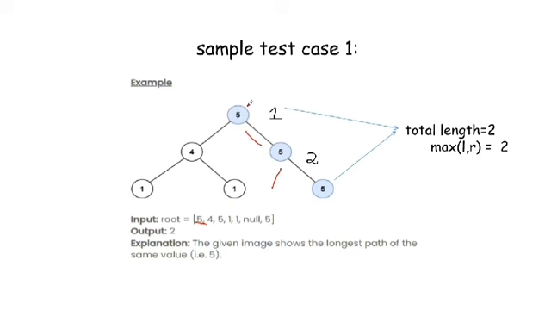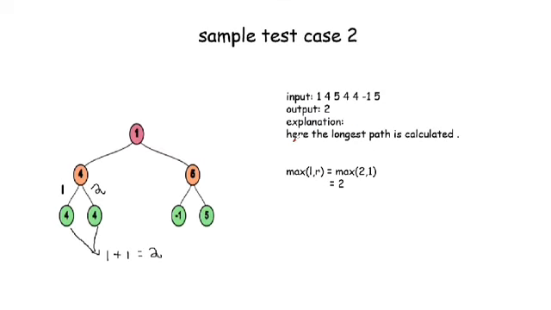so its length is going to be 1. And by considering this path, we see that all nodes in the path have the same unique value, which is 5, and its length is 2. By taking the maximum of this left and right path, we see that this path has the maximum value, which is 2, so our result is going to be 2.